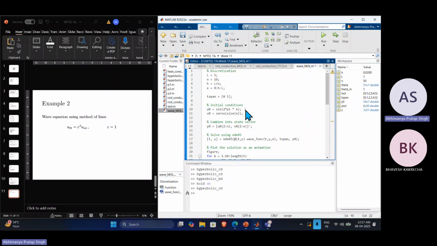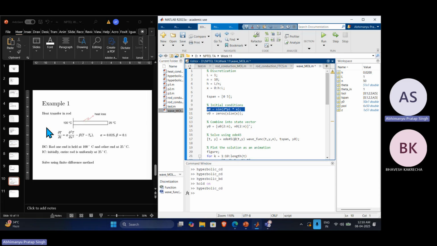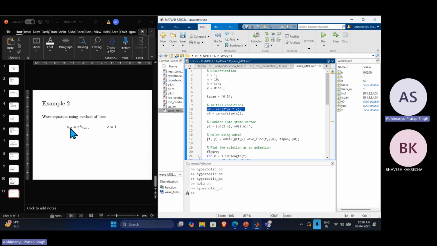Note that the conditions given to us are only for u, right? In the other cases, where the time derivative is of first order only, we get only one initial condition. But in this case, since the time derivative is second order, we need two initial conditions, right? One initial condition is on displacement and the other is on velocity. So I'm initializing my displacement with sine 2 pi x and my velocity as 0.